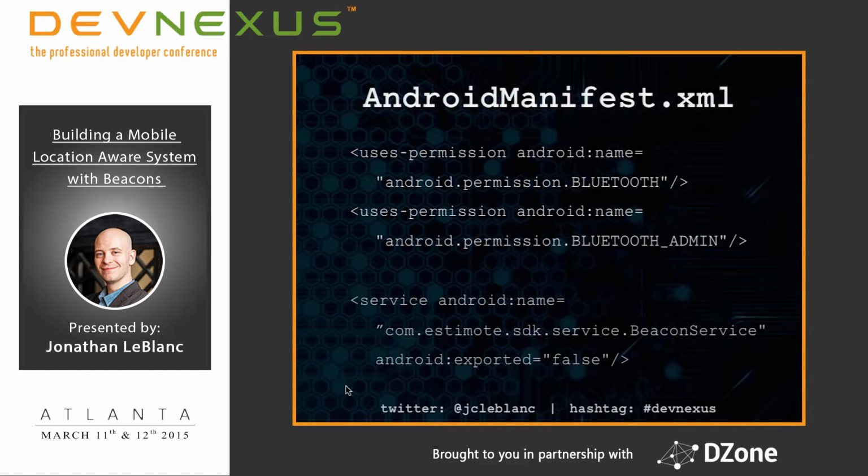First, the two user permissions that you're going to see are the Bluetooth permissions. The first two things that you're going to see are the Bluetooth connections here.